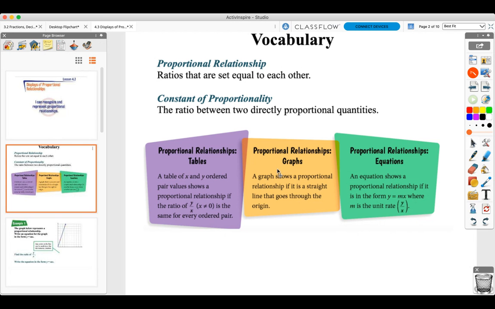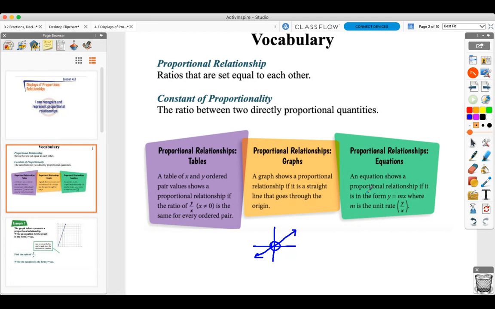Graphs of proportional relationships. A graph shows a proportional relationship if it is a straight line that goes through the origin. So what that means is you're going to have a linear graph, a graph that looks like a line, and every single time it's going to be straight and it's going to go through your origin.